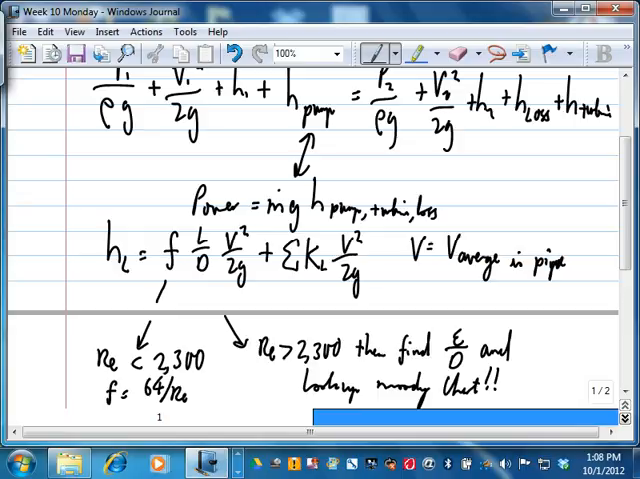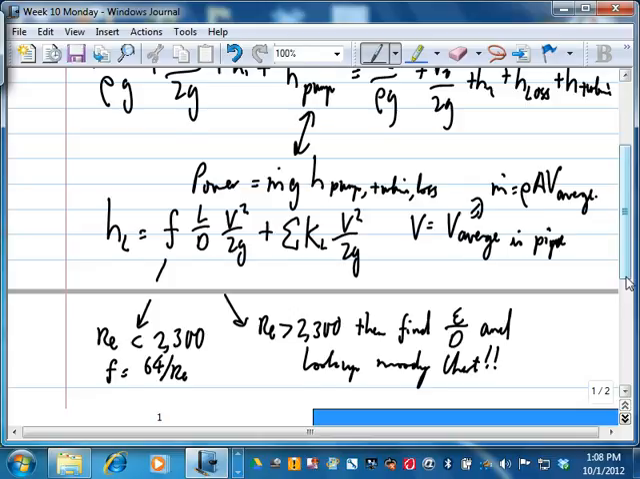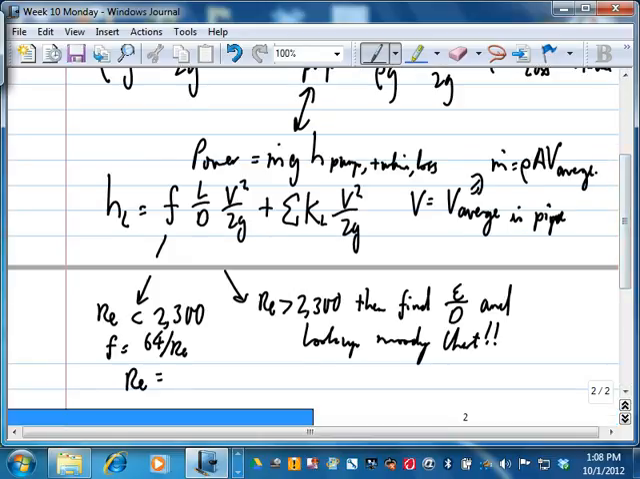Which basically means m dot equals rho A V average. So that's the average velocity in the pipe. Everybody okay with this so far? That's what we did on Thursday before the break. Hopefully you looked at it a little bit during the break. And RE is equal to rho V D over mu.